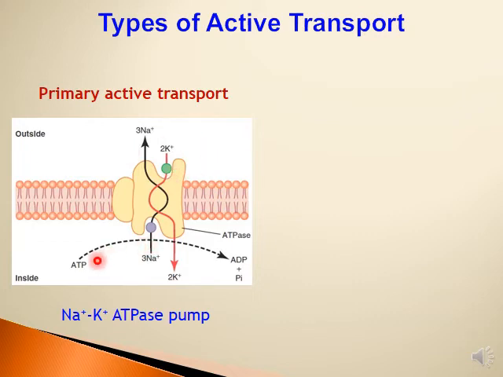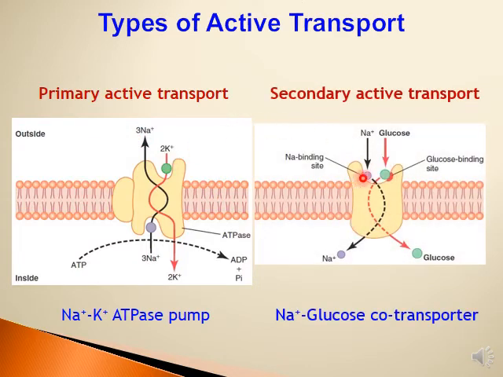As you can see here, ATP is directly used by the carrier, which has ATPase activity, and this is primary active transport. The primary active transport, by pumping sodium outside the cell, will create a concentration gradient for sodium. So sodium will be very high outside and very low inside the cell. So the concentration gradient for sodium will be used by the secondary active transport to transport another molecule against its gradient. Here we have the secondary active transport.